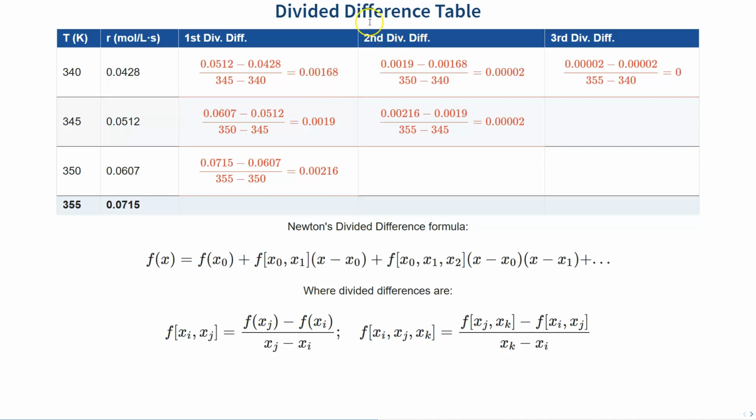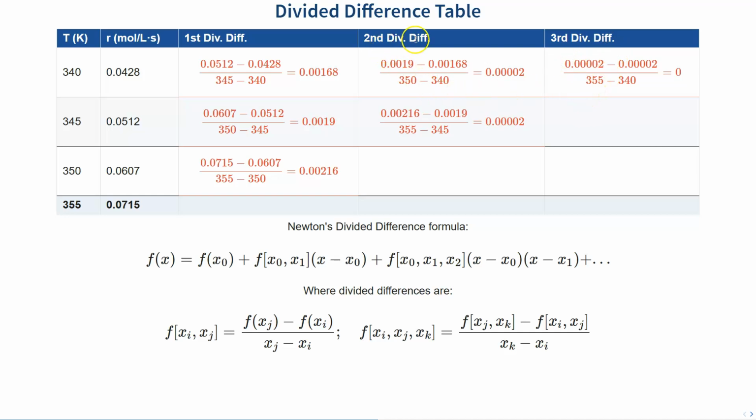In a similar way we do the second divided difference using the first divided differences. So here we got the second one, 0.0019 minus 0.00168, divided by 350 minus 340, so that will give 0.002. Similarly we will get the second term of the second divided difference: 0.00216 minus 0.0019 divided by 355 minus 345, that will give 0.00402.